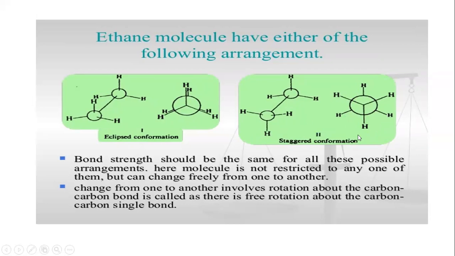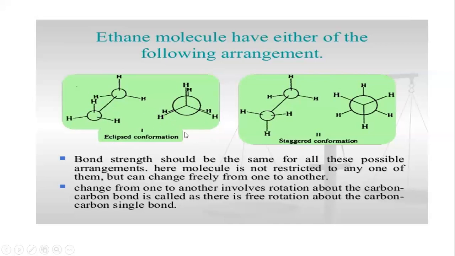In the staggered conformation, they are having more stability and less strain, whereas in the eclipsed conformation, this hydrogen and this hydrogen are very close to each other and they are having high strain. But in this staggered one, they are very far from each other, so they are having very less strain. Whereas in the eclipsed, these two hydrogen as well as this third one are very close to each other, so they are having high strain.